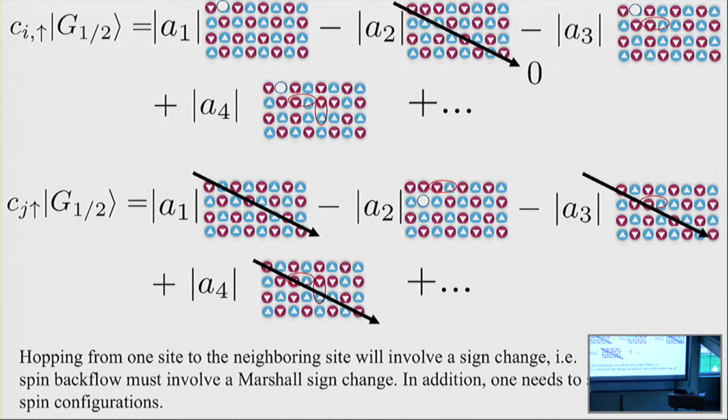In fact, there are 2 to the n terms, and so basically you create a hole. You can produce a lot of holes in each component, and then everyone propagates, and then you collect them. Each time you proceed, say hop to here, you change the sign. So basically, hopping from one site to the neighboring site will involve a sign change. And the spin and the sign change represent the spin backflow. In other words, a spin backflow must involve a Marshall sign change. And in addition, one has to sum over all the spin configurations. There are many of them.